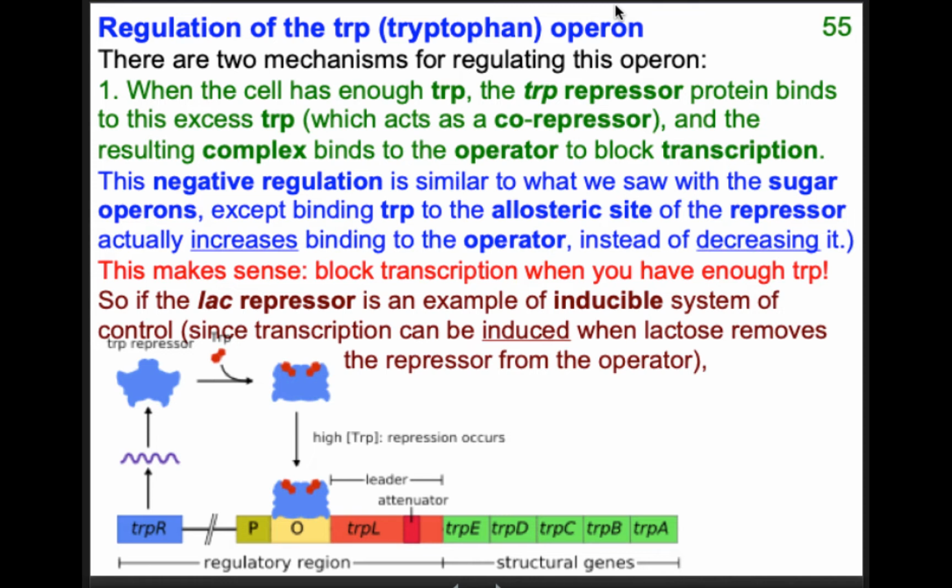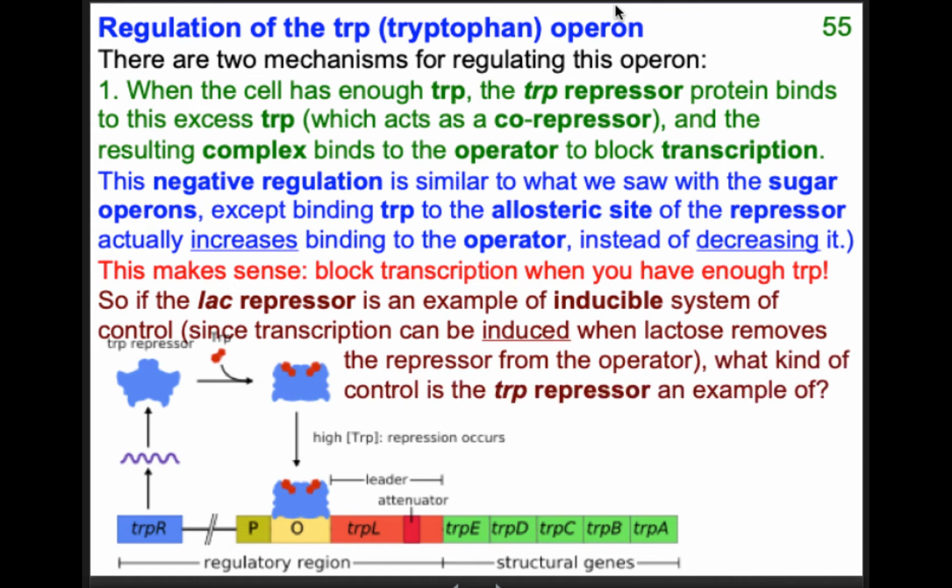All right. So considering that the lac repressor protein is an example of an inducible system because you can add lactose and induce transcription by getting that repressor off of the operator, then the TRP repressor being a slightly different system, what would you call that? So maybe pause the video and think about what you would call the type of control that the TRP repressor is an example of. It's not an inducible system because it behaves differently from the lac repressor. So pause the video and think about it.